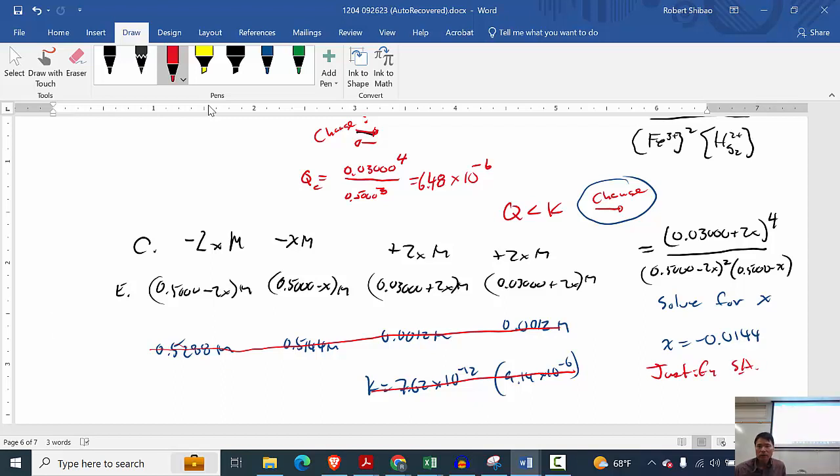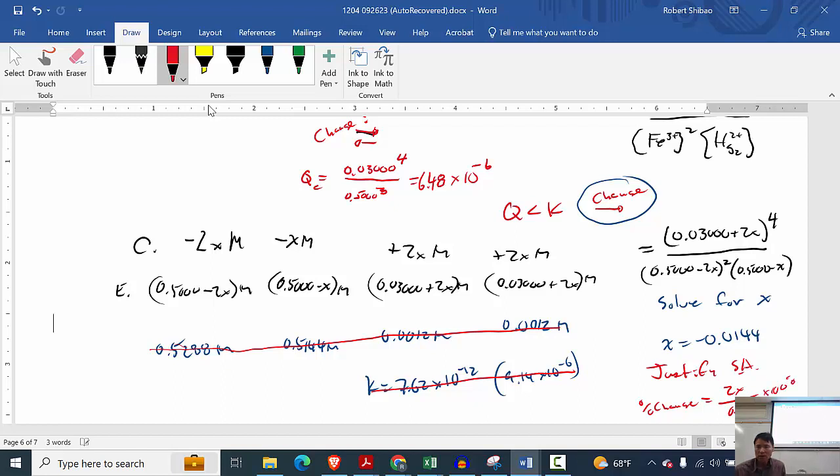And so what's the bigger change? 2x? You just did the denominator, right? A 2x versus 0.5 or an x versus 0.5? Which one's going to be a bigger change? The 2x. So you do the percent change, the bigger one of the two. The bigger one is going to be 2x versus an x. And so it's going to be 2x over 0.5 times 100%.